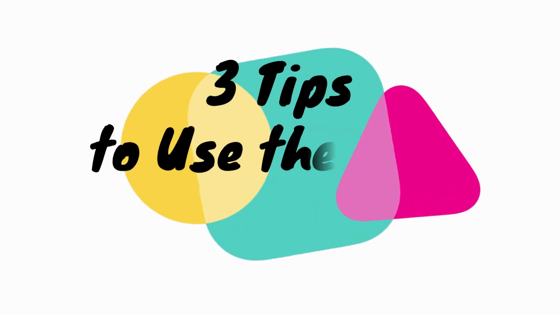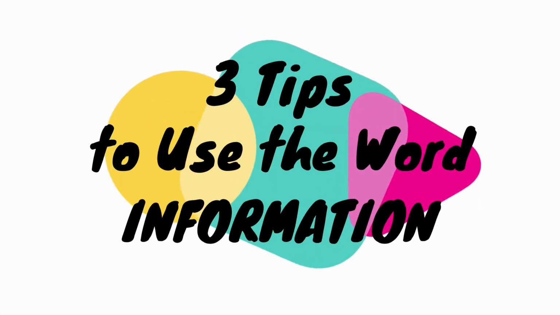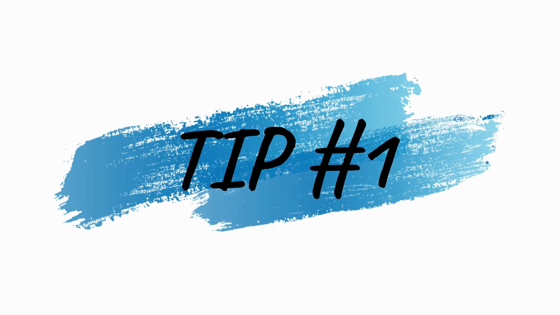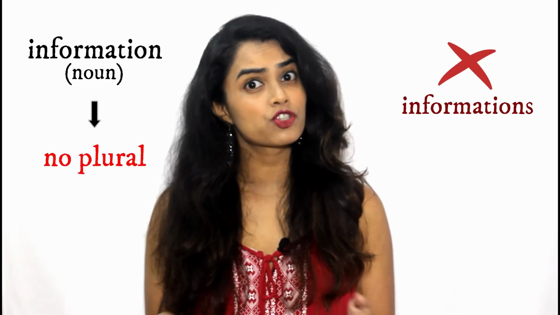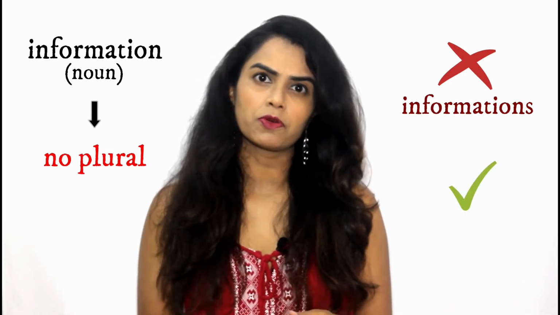I'm Natika, and in today's lesson, I'm going to give you 3 tips to remember how to use the word information correctly. The very first thing to remember is that information cannot be used in the plural form. So don't say informations. Simply say information.